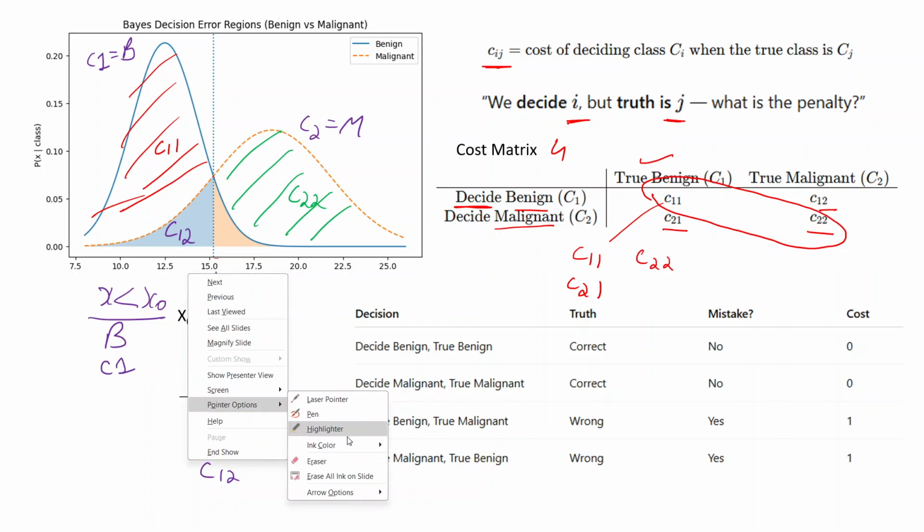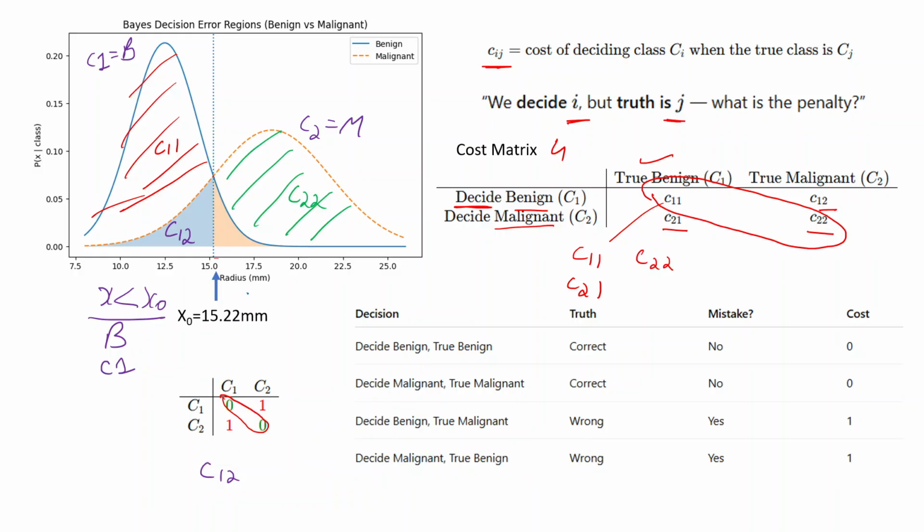Similarly, for the other one, if x is greater than x naught, we are deciding it as malignant, that is C2, but actually it is a benign. That is this portion, that is C21. In the graph, you should look at where the cost matrix values are going to get plotted, where the C11, C22, C12 and C21 are going to come.